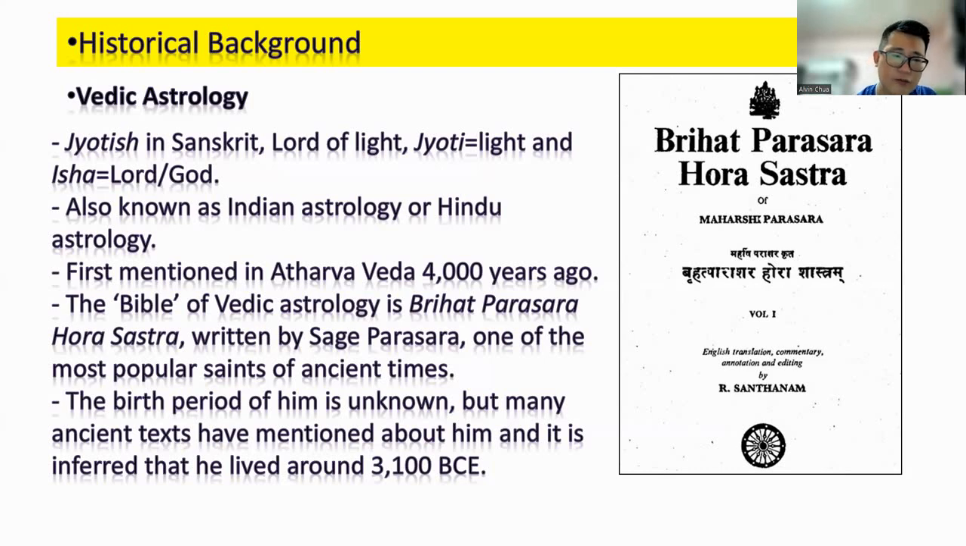Then within Vedic astrology, we also have a very important book. We call it the Bible of Vedic astrology. The title of the book is Brihat Parashara Hora Shastra. It was written by Sage Parashara, one of the popular saints of ancient times. His birth period is unknown, but many ancient texts have mentioned him, and it is inferred that he lived around 3100 BCE. Then on the right here is an image of the cover of a modern translation.